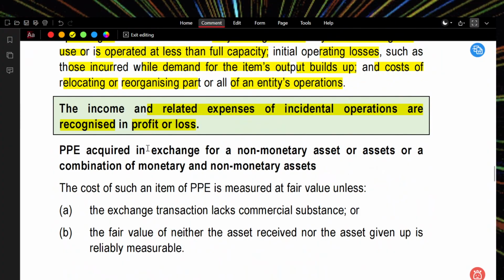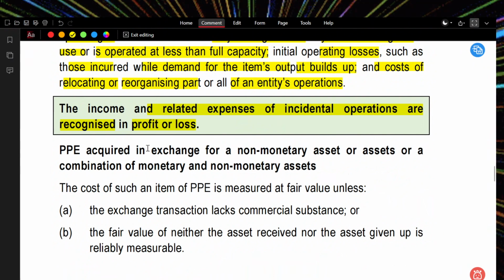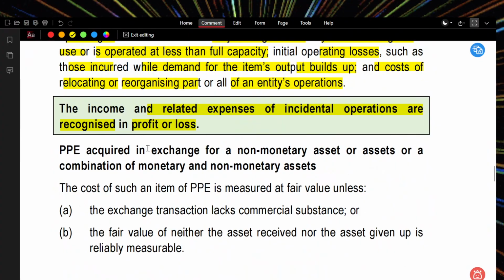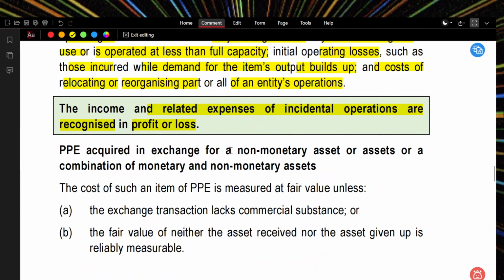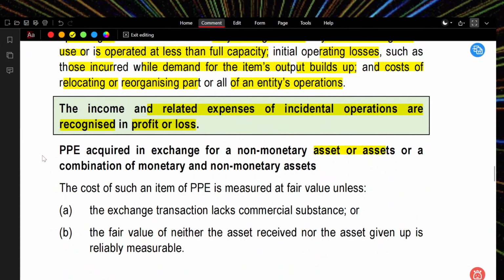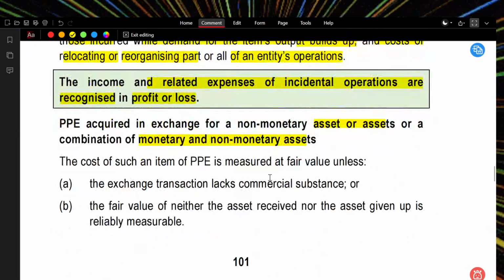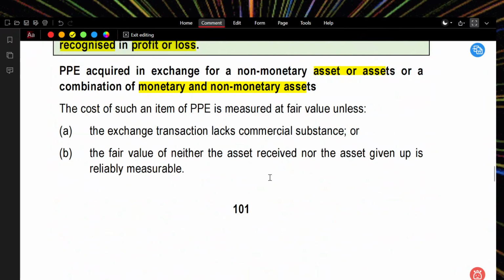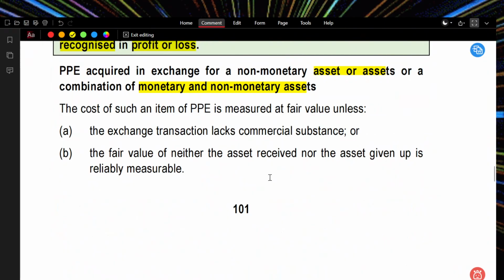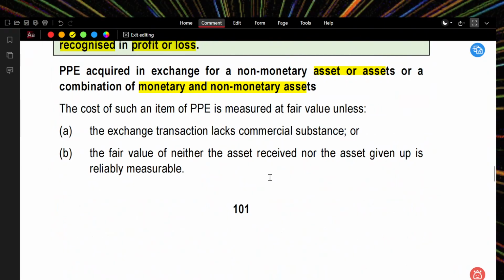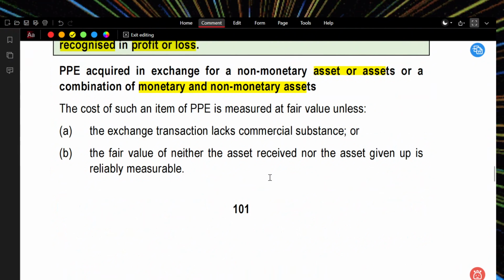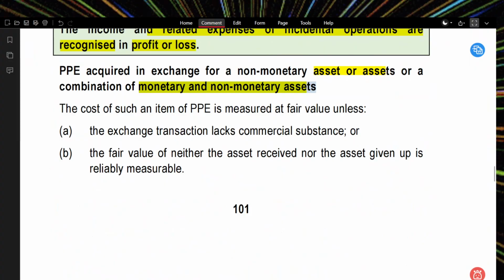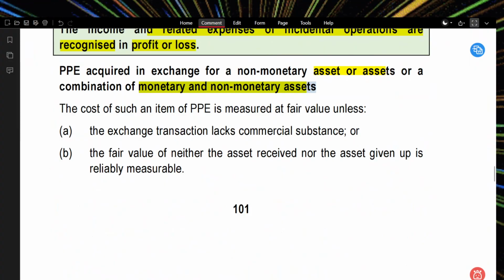The next concept is PPE acquired in exchange for a non-monetary asset. What do you mean? PPE is acquired in exchange for a non-monetary asset, or a combination of monetary and non-monetary assets. This we need to see deeply. Monetary and non-monetary asset, what is the difference? First, we need to understand. Monetary means cash. So what is a monetary asset and what is a non-monetary asset?